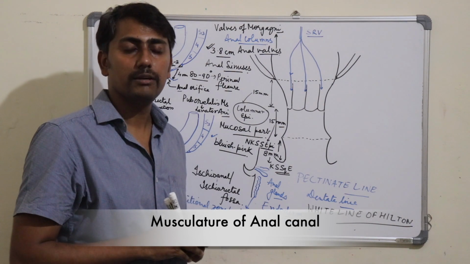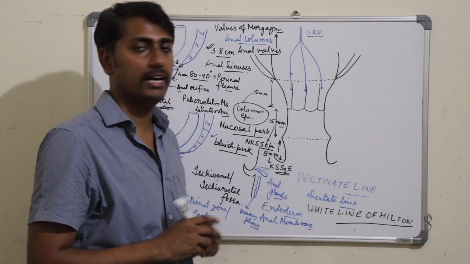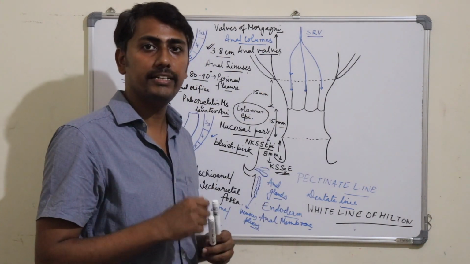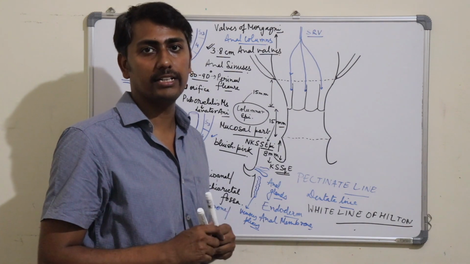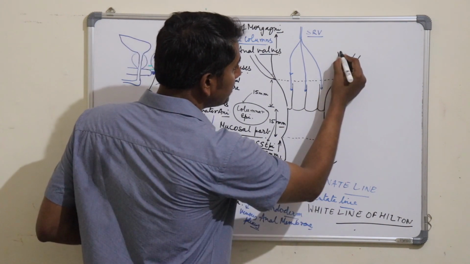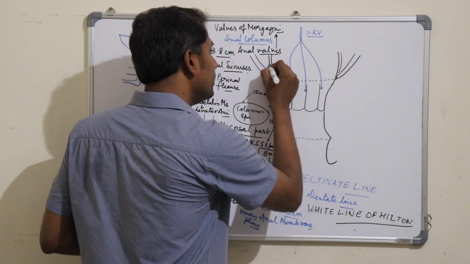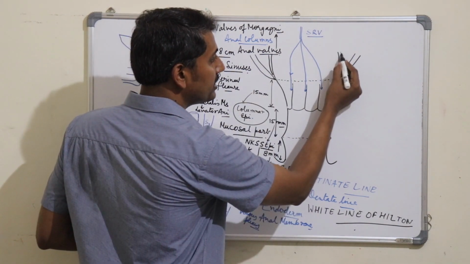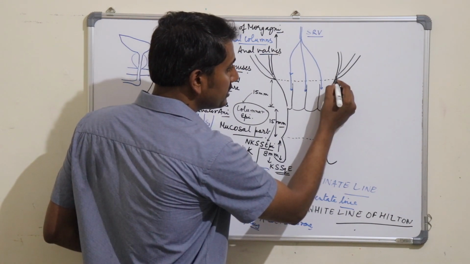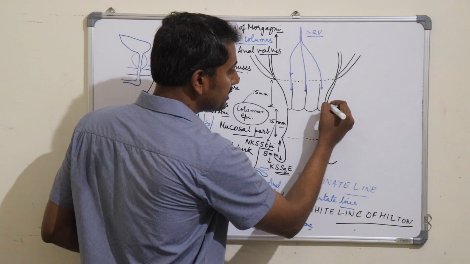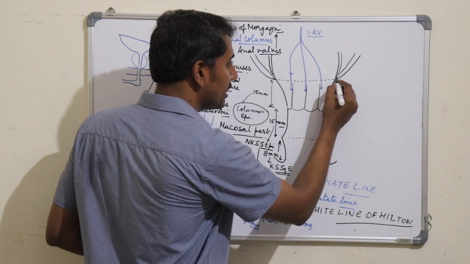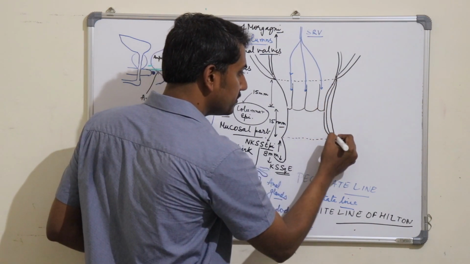Now we will talk about the musculature of the anal canal. The anal canal is surrounded by two anal sphincters, the internal anal sphincter and the external anal sphincter. The internal anal sphincter is the thickened part of the inner circular layer of the GIT. So if this is the inner circular layer of the rectum, this extends downwards and it gets thickened up in the region of anal canal in its upper 3/4 part till the level of the Hilton's line.